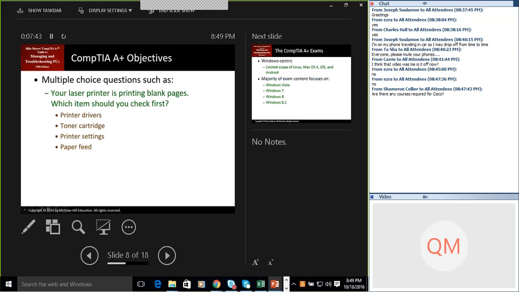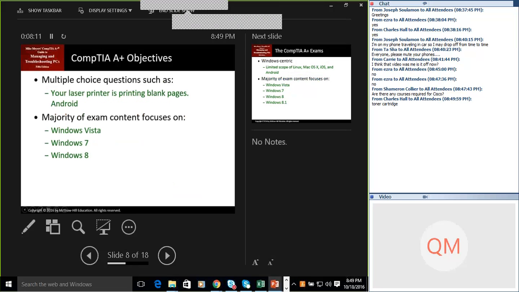And then, this would be a sample of a multiple choice question. Your laser printer is printing blank pages. Which item should you check first? Once we get into the chapters and you understand about laser printers and the laser printing process and what parts do what, then you'll be able to answer this question with confidence. You'll see it again later.